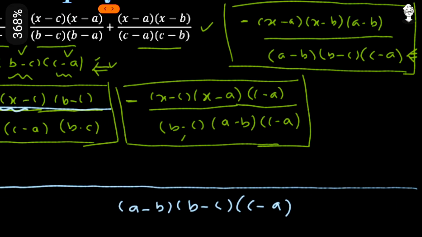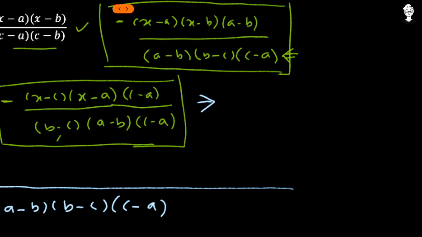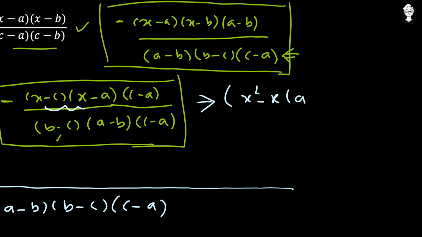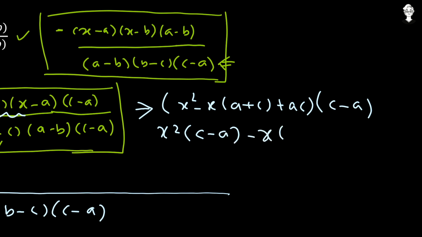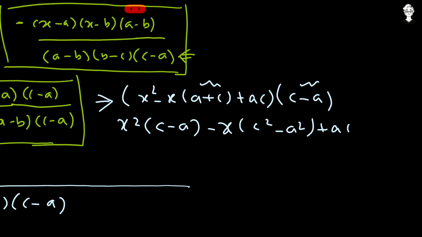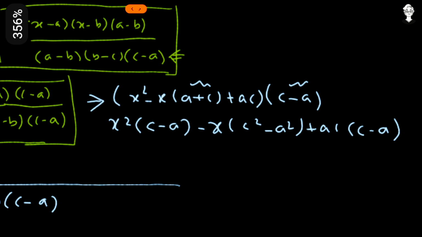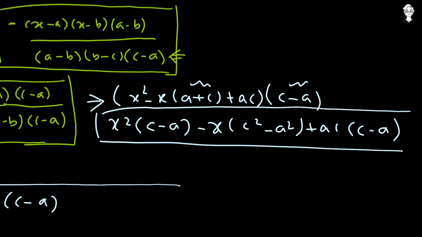Similar thing we can do over here. So if you open the brackets over here, the first two brackets will give us x square minus x multiplied with (a plus c) plus ac, and this thing is getting multiplied with (c minus a). And if we further open this, we'll get x square multiplied with (c minus a) minus x multiplied with (a plus c)(c minus a), so it's c square minus a square, plus ac getting multiplied with (c minus a). So here we got the thing after opening the bracket.